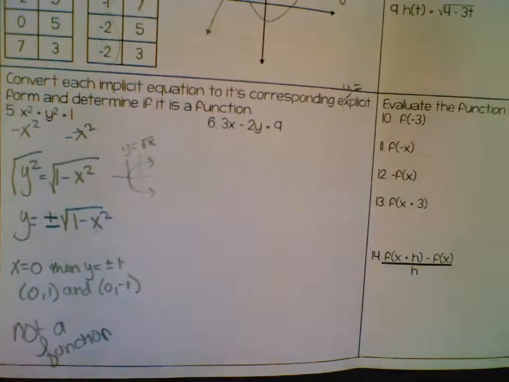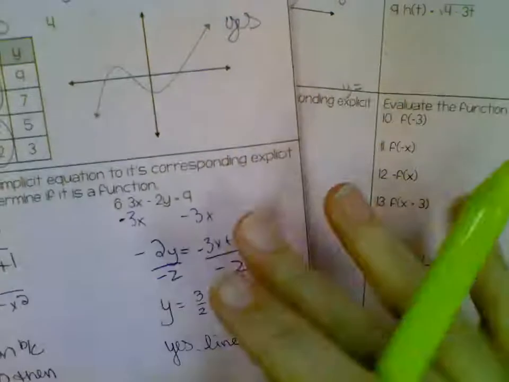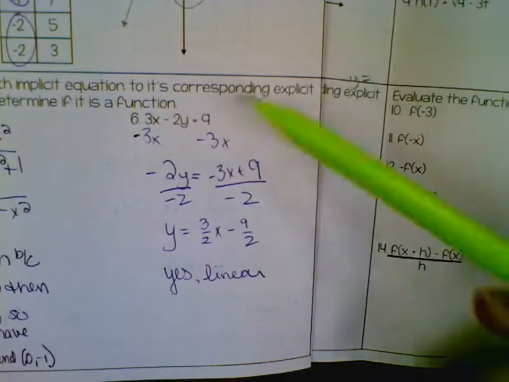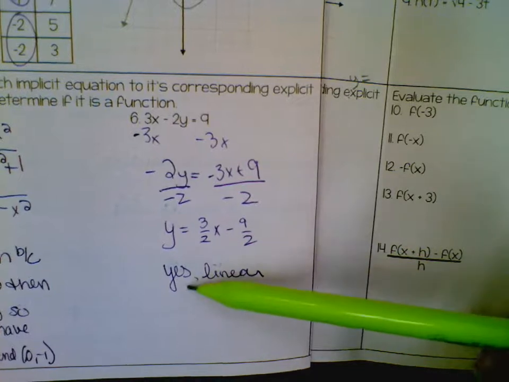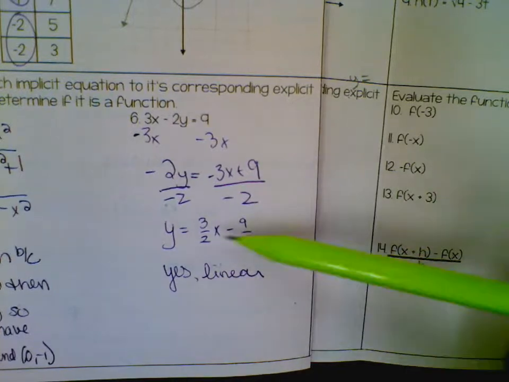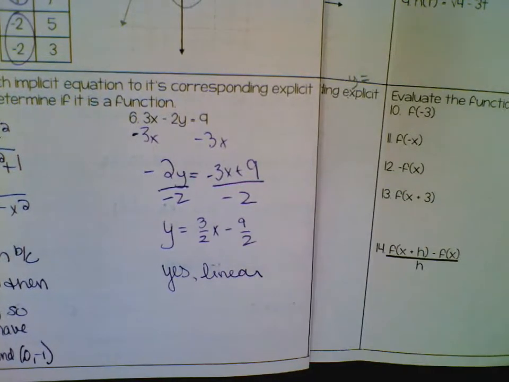Okay, so I want you to try question 6. Pause it, see what you get when you solve for y, and then we'll talk about if it's a function or not. Okay, so if we solve for y, we get this with those crazy fractions. So I said yes, it's a function because this is just y equals mx plus b, a straight line. Linear equations are always functions. Awesome job.